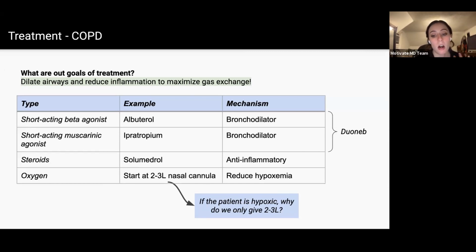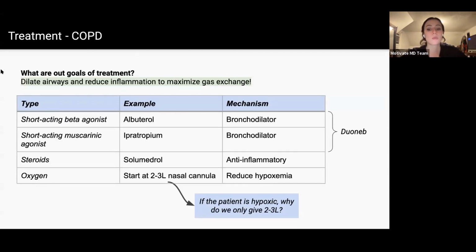So I have a question here. If the patient's hypoxic, why do we give them only 2 to 3 liters? If you remember our assessment and plan, we said we want to put parameters on the nasal cannula saying, hey, keep that patient between 88 and 92% O2, right? If 95 is normal, why are we keeping them at a lower level than normal? This is because, and let's see if I have a slide on it. Hold on. Nope, I don't. All right.